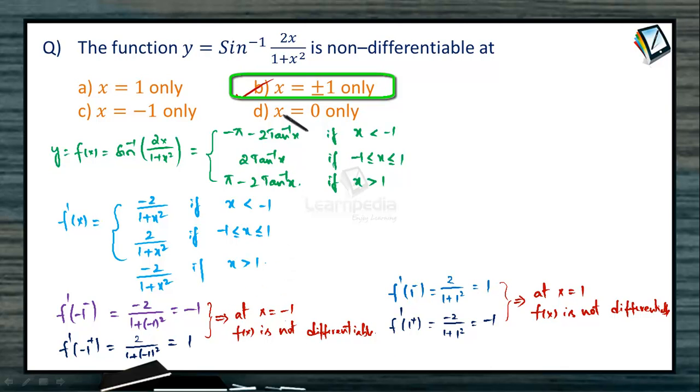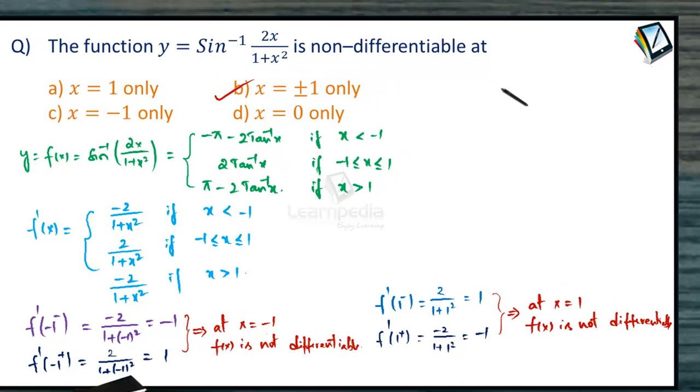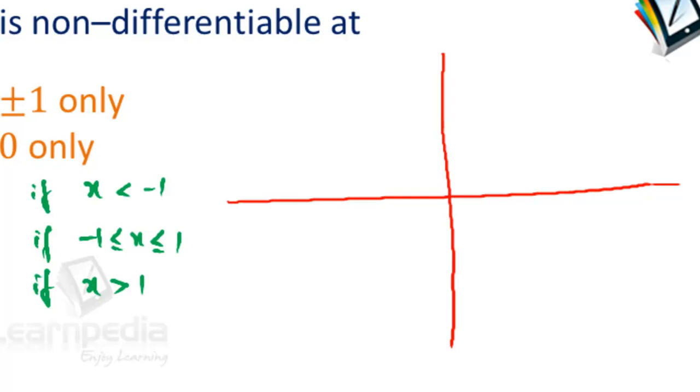Now as we have much better practice on drawing the graphs of these functions, maybe the calculation of left hand derivative and right hand derivative is also not required to identify the differentiability. If you can draw the graph of y equal to f of x, how does it look like? On the Cartesian system, when we want to draw the graph of f of x when x is less than minus 1, then the graph would be starting from infinity, but by the time we reach minus 1, it would stop at minus pi by 4.